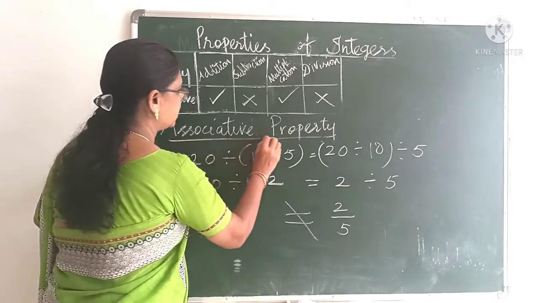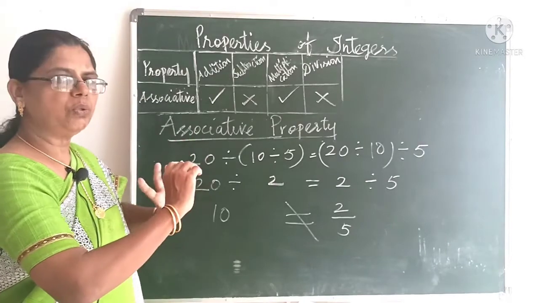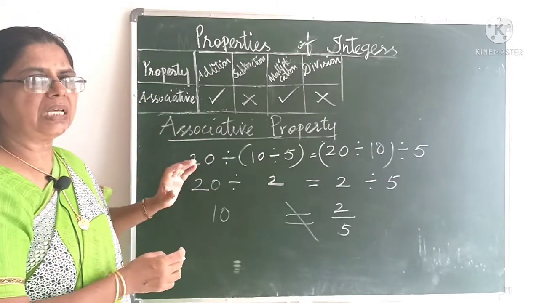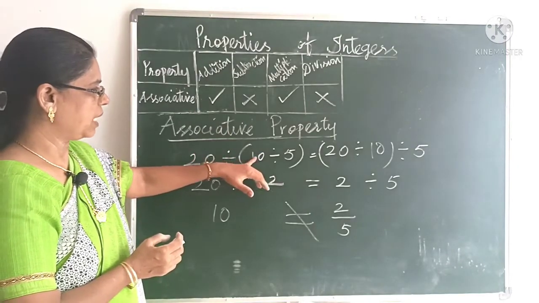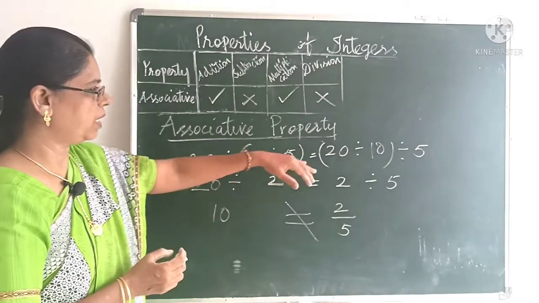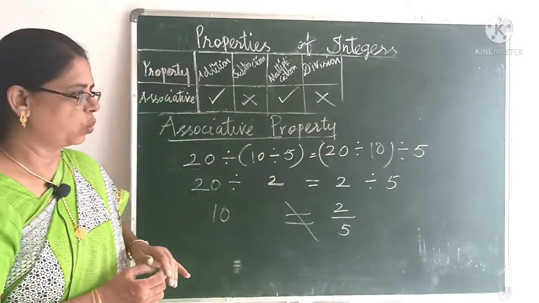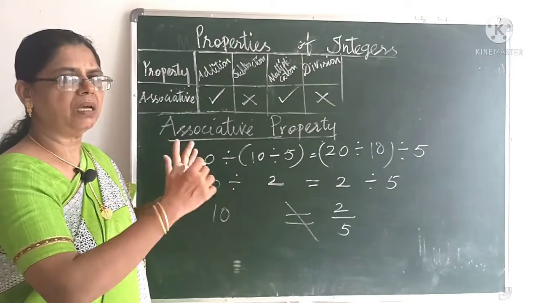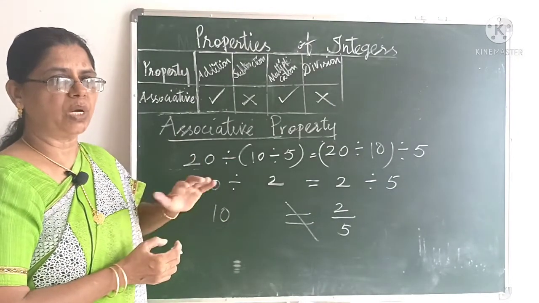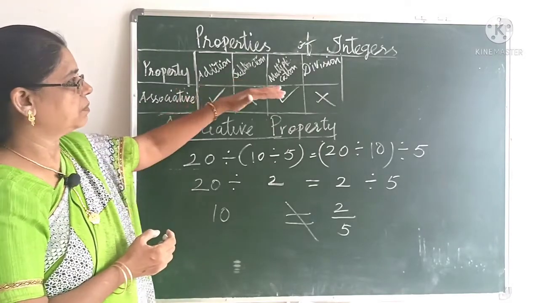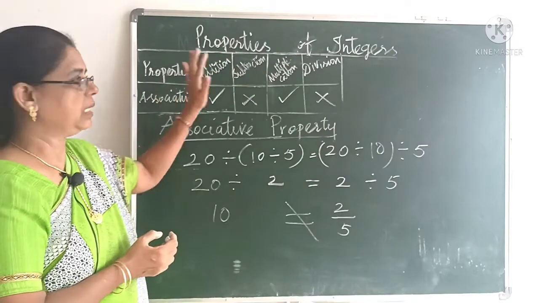Children, what is associative property? In associative property, we do the grouping of the numbers in a different way. So here we have put second number and third number in one group, and that side we put first number and second number in one group. So even if we change the grouping of the numbers, the answer should remain the same. Then only we can say the addition of integers holds associative property.